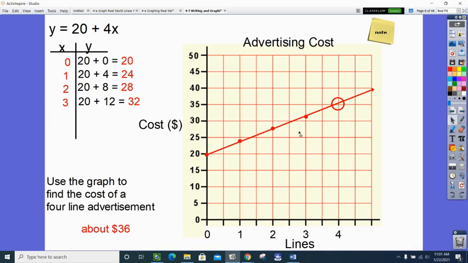Sorry. So now if we take a look here, we can put our line in with one arrow because we're not going to have negative lines and negative cost. And then we're going to ring that point. Why am I ringing that point? Let's go back.